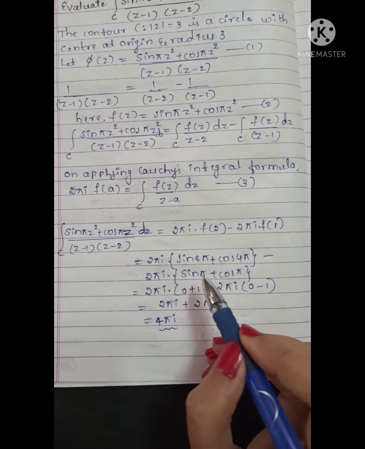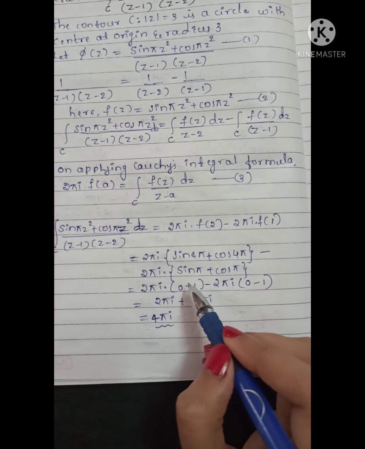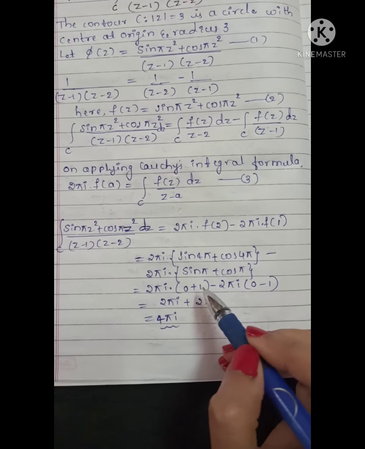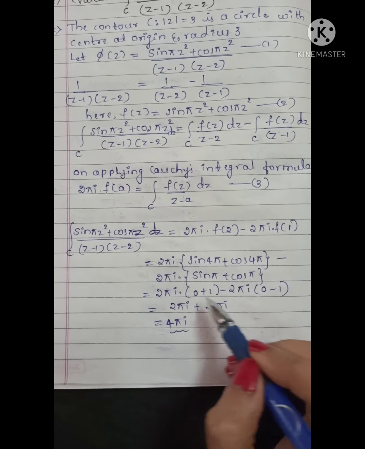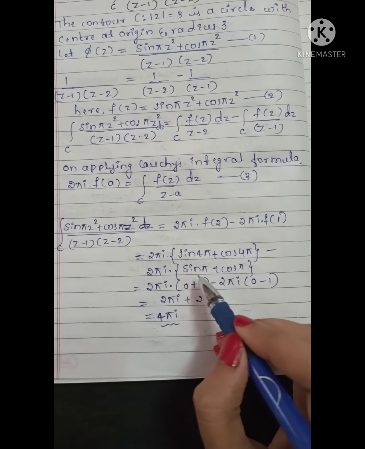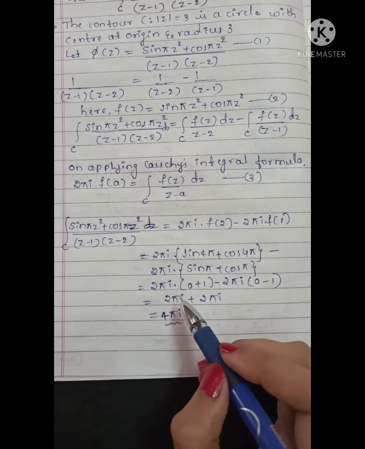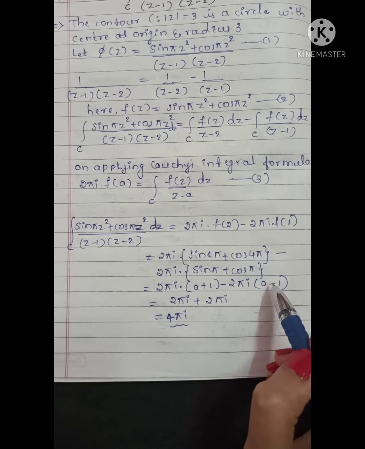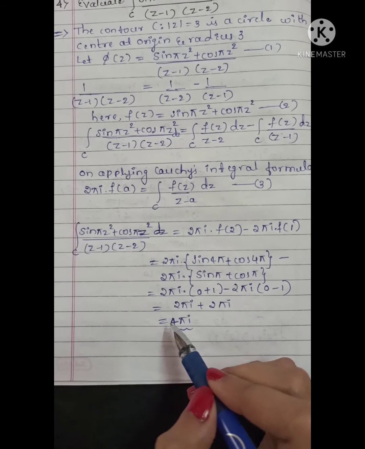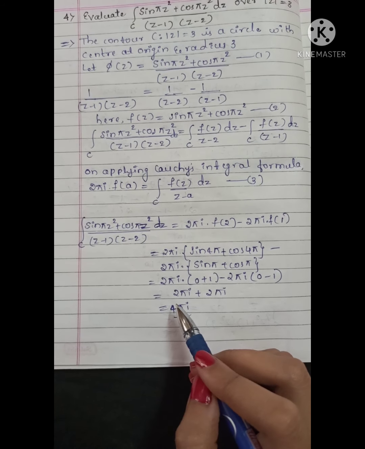Sin 4π is 0 and cos 4π is 1, minus 2πi times the bracket where sin π is 0 and cos π is −1. This equals 2πi minus of minus, that is plus 2πi, which is equal to 4πi. This is the value of the given integral.